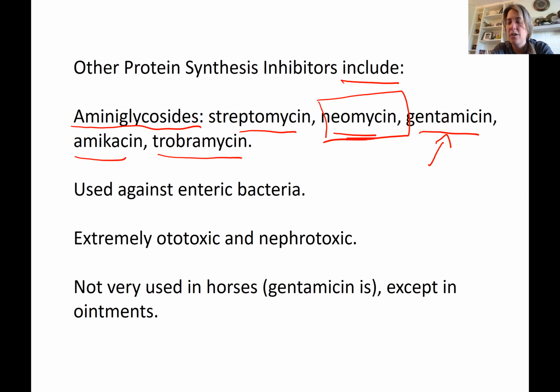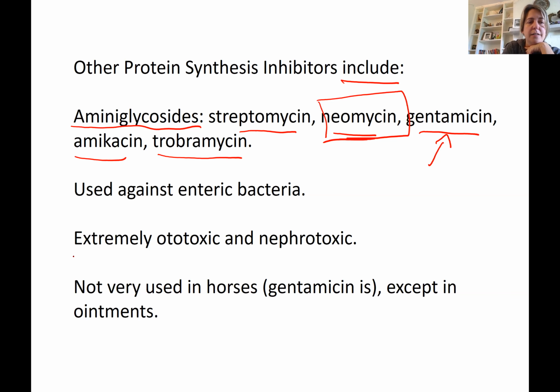Sometimes they get included in joint injections. If you're going to inject the joints of horses because of arthritis, when you do the steroid plus hyaluronic acid, sometimes you include a little bit of amikacin to prevent the joint from blowing up. You can also add amikacin to do joint lavages, so that works also. They kill a lot of bacteria.